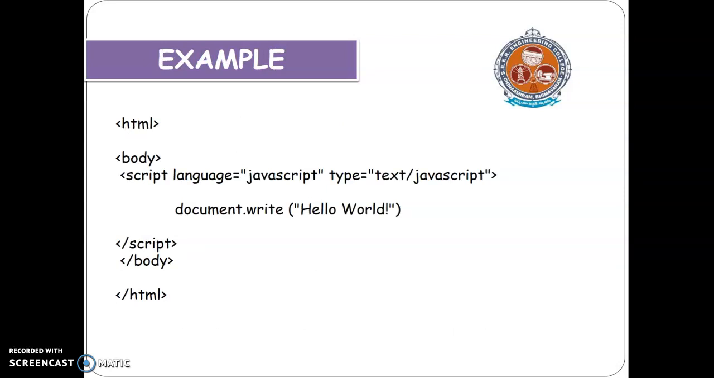The example for JavaScript in HTML: here, within the body, we write the script tag with type equal to text/javascript. Then document.write("Hello world") will print the message in the web page.